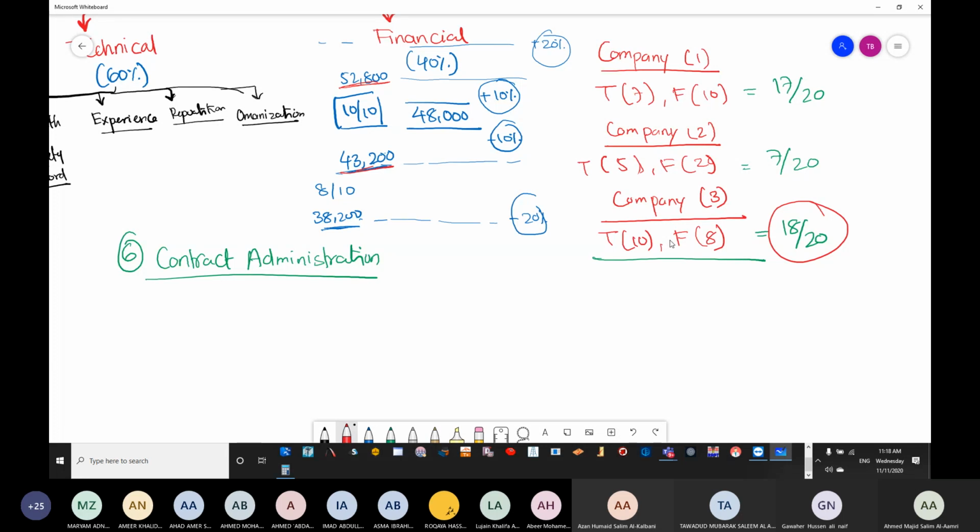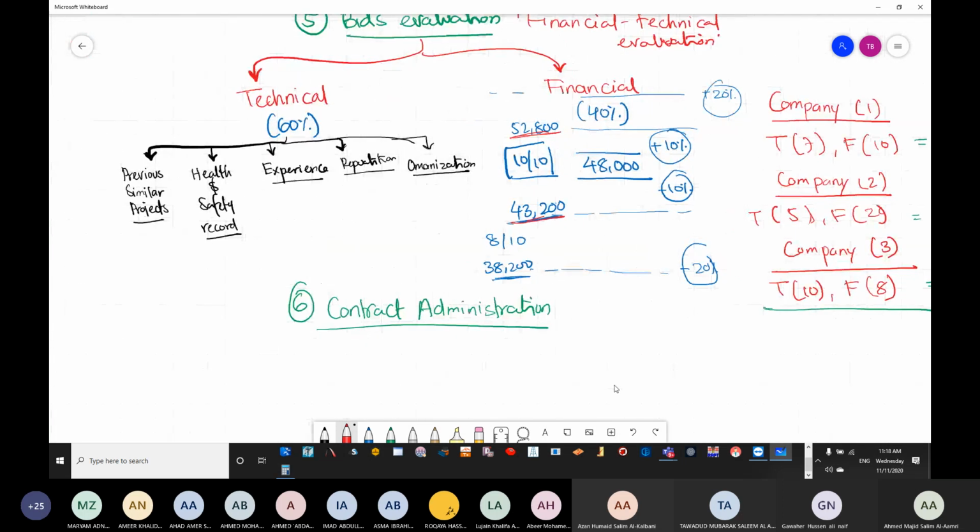Is it clear? So it's not always going to be the financial evaluation which will carry the company to win. Although the percentage might change from one entity to another, normally the technical evaluation is more important and will be given a higher percentage than the financial. Some of the entities are using 60-40, some of them are using 70-30, 65-35, and it goes on. And some of them are using 50-50, but normally the technical is higher.